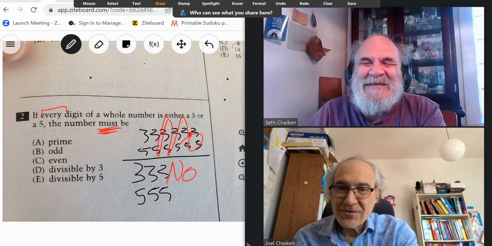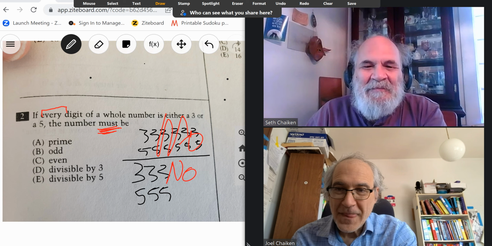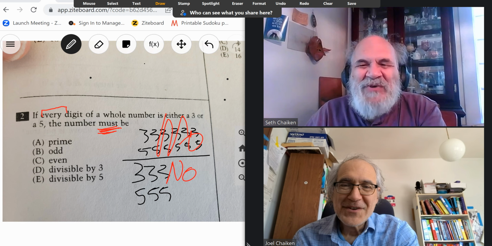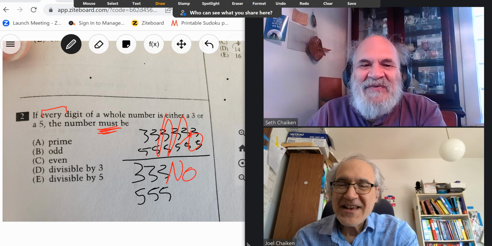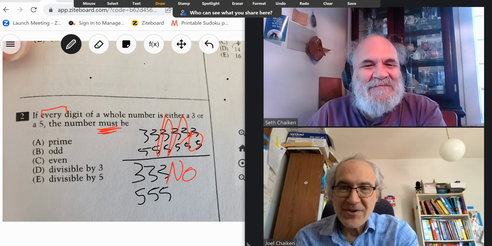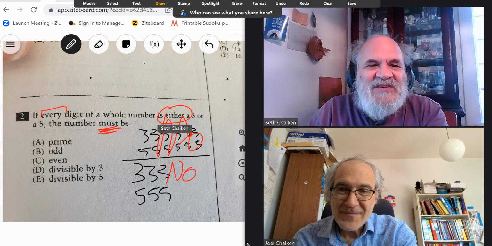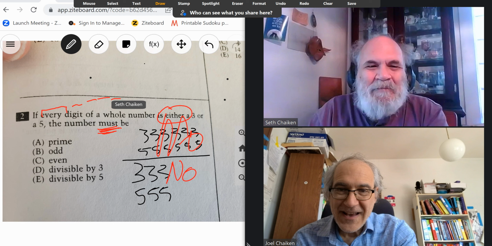Read it again. What? No. Again. You made a wrong interpretation. No. Read it really carefully. If every digit of a whole number is either a 3 or a 5, that's what I have. Each individual digit. That's what I have there.